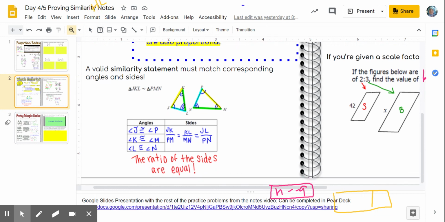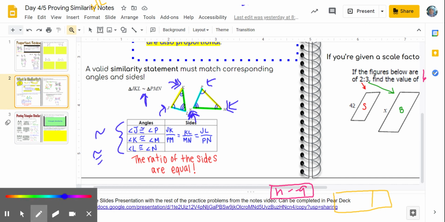So if we look here for similarity statements, notice what's different. I've got a similar symbol instead of a congruent symbol, but all my angles are the same. So the one looped angle is exactly the same as the one looped angle, and the two looped angle is exactly the same as the two looped angle. And then the three looped angles are exactly the same too, right? All of these are exactly the same, whether it says similar or congruent. The difference is the sides. So the difference is over here with the sides.